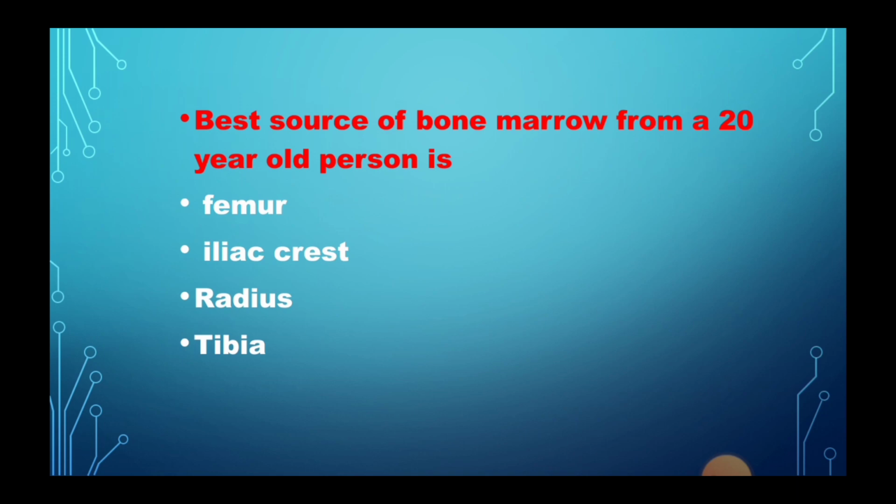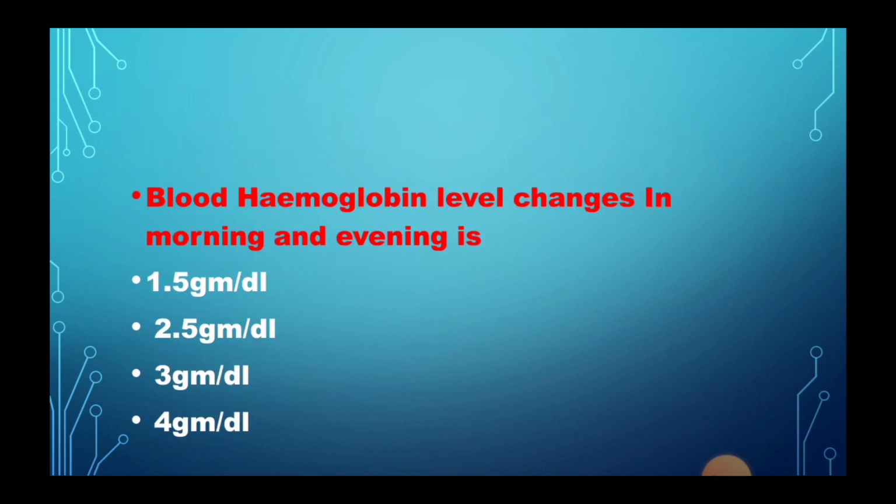Best source of bone marrow from a 20-year-old person is, so the site of bone marrow from a 20-year-old person is femur, iliac crest, radius, tibia. So the best source of bone marrow from a 20-year-old person is iliac crest. Hemoglobin level changes in morning and evening is 1.5 gram per deciliter, 2.5 gram per deciliter, 3 gram per deciliter, 4 gram per deciliter. Right answer is 1.5 gram per deciliter.